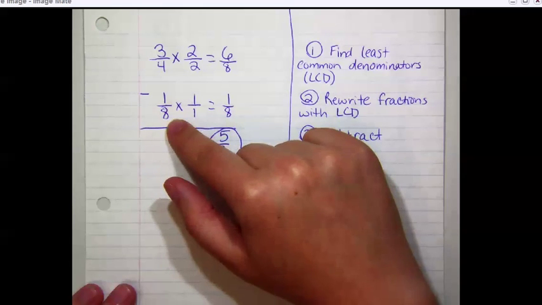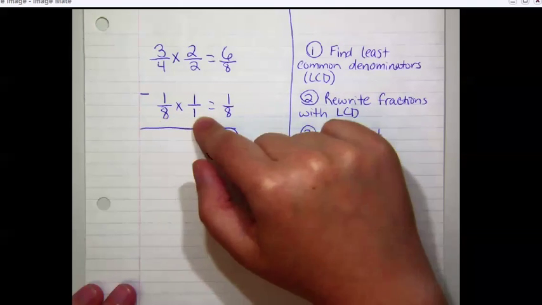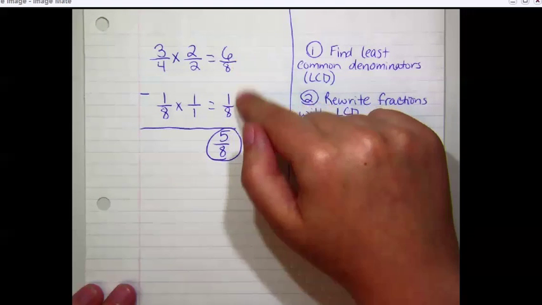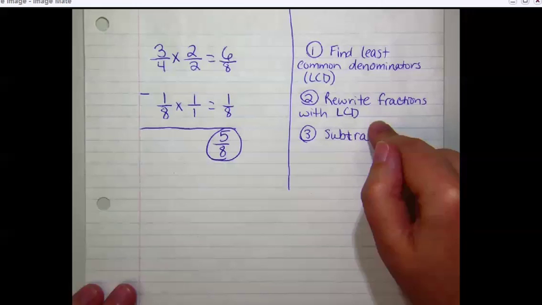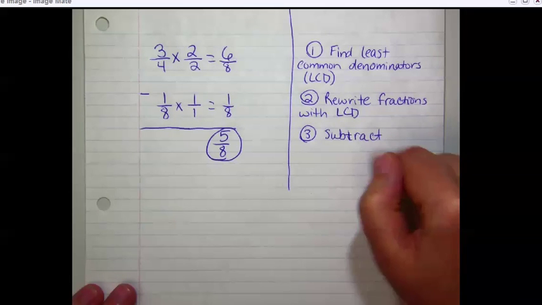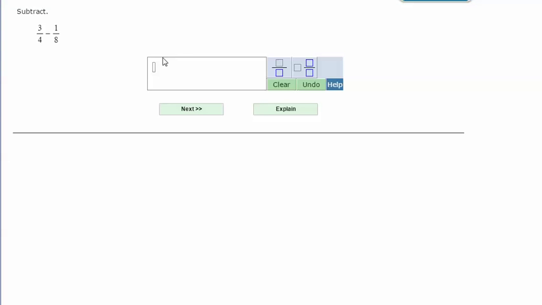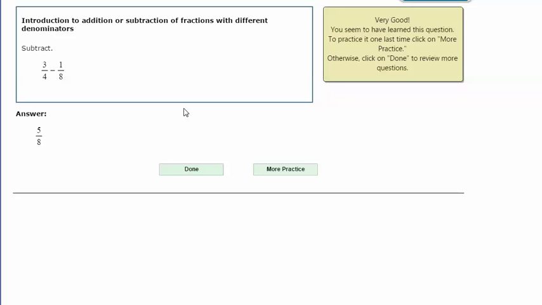So 3/4 is the same as 6/8. And so for 1/8, that's not really going to change, since multiplying by 1 doesn't change anything. And so 6/8 minus 1/8. After I rewrote my fractions with the least common denominator, then I can subtract, and 6/8 minus 1/8 is 5/8. In my ALEKS screen, I type in the answer that I got in my notes, 5/8, and click Next. And it says that I got the correct answer. Let's try another one.